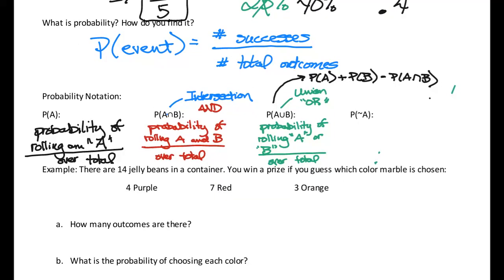And the last one. This is the probability of not. That little squiggly sign is not A. So this is the probability of not A over your total.